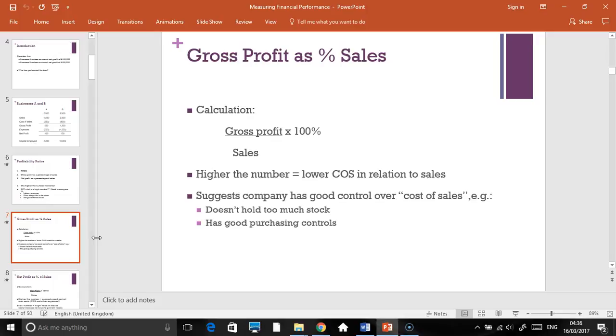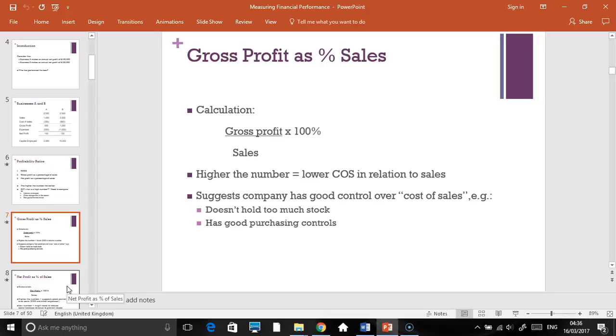And I guess the argument is if we can control those costs, and when I say the cost of sale, I mean the actual product itself, the better our purchasing controls, the better our gross profit margins would be. The better we can control the cost of the product, the better our margins would be.